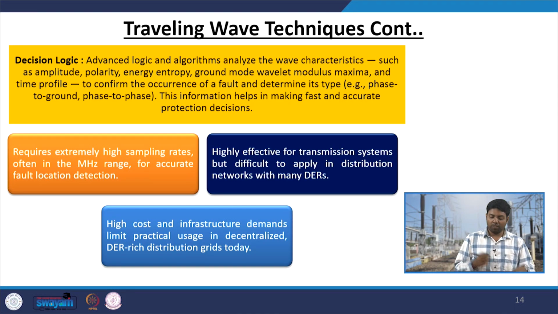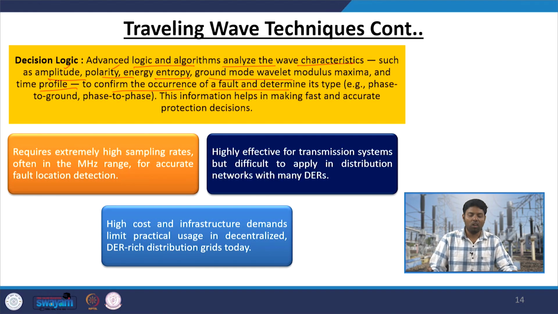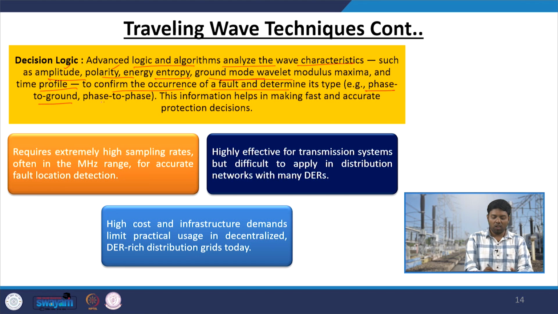So, decision logic. After getting the fault location, advanced logic and algorithms analyze the wave characteristics such as amplitude, polarity, energy entropy, ground mode wavelet modulus maxima, and time profile to confirm the occurrence of a fault and determine its type. Depending upon the amplitude, polarity, energy entropy, or ground mode wavelet modulus maxima, that will tell you whether a fault is involving ground or not. So, depending upon that you can determine whether it is a phase to ground fault or phase to phase fault. This information helps in making fast and accurate protection decisions.